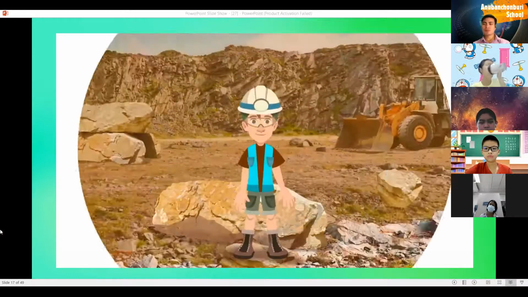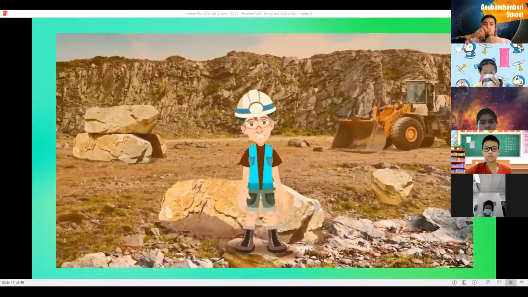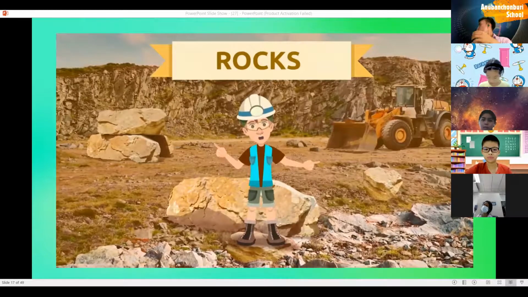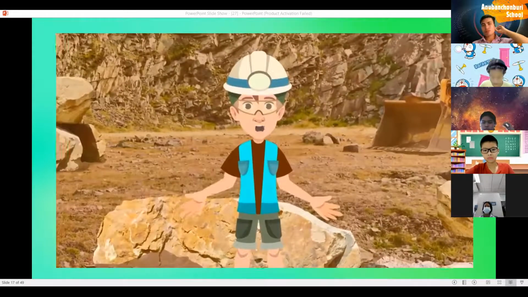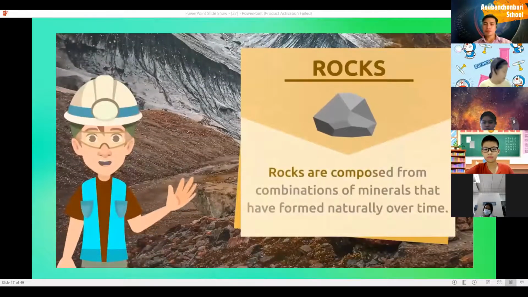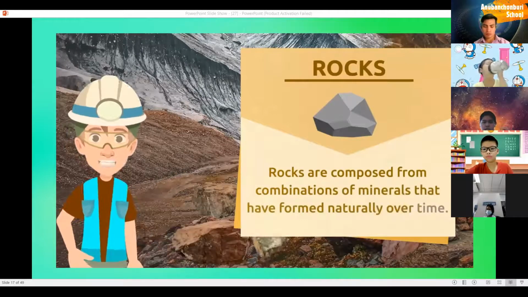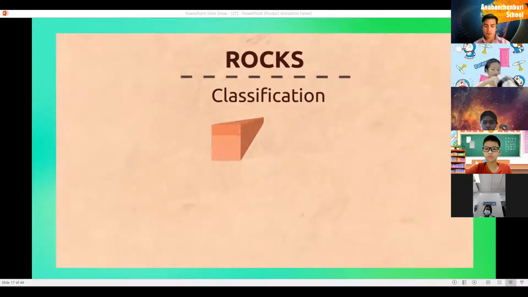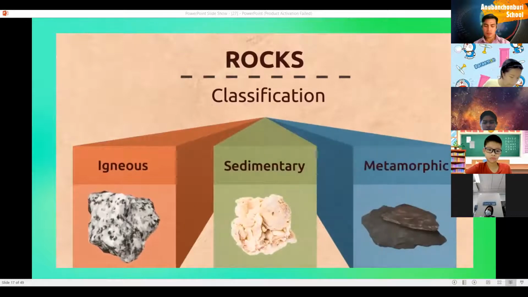Smile and learn. Hello, friends. Today we're going on a field trip to learn everything about rocks. I'm sure you've seen thousands of them, but do you know how rocks are formed and what are their characteristics? Let's find out more about them. Rocks are composed from combinations of minerals that have formed naturally over time. On the basis of their origin, rocks can be classified as igneous, sedimentary, and metamorphic.